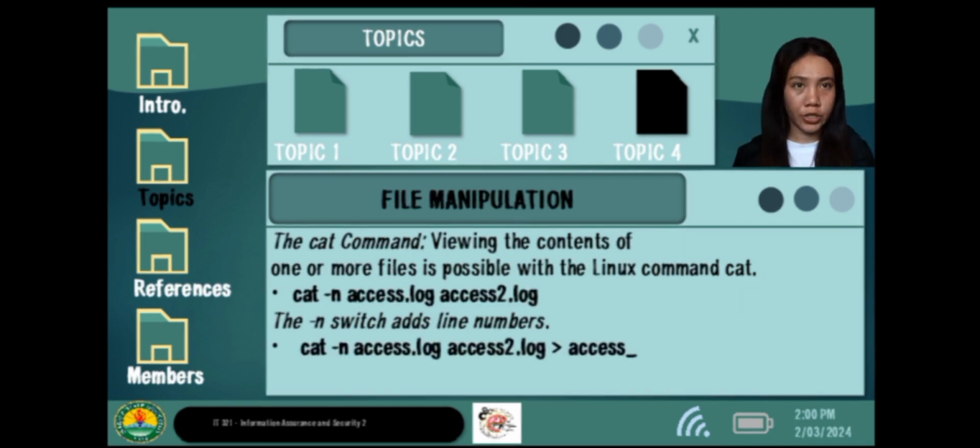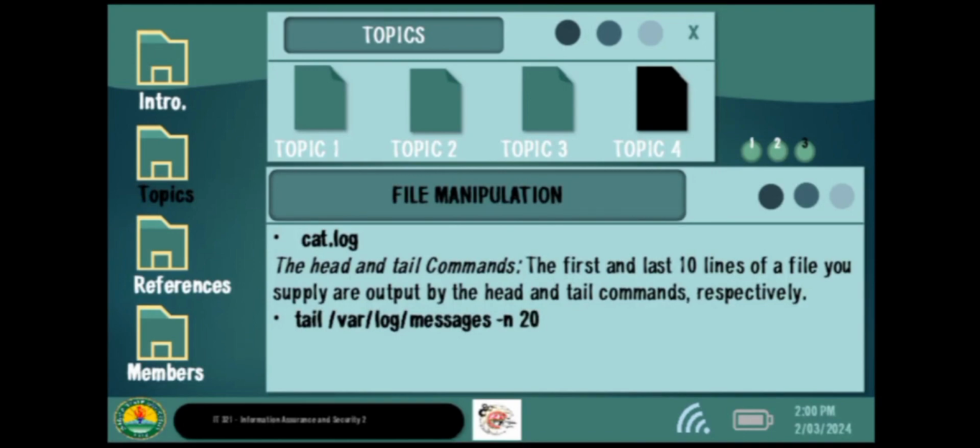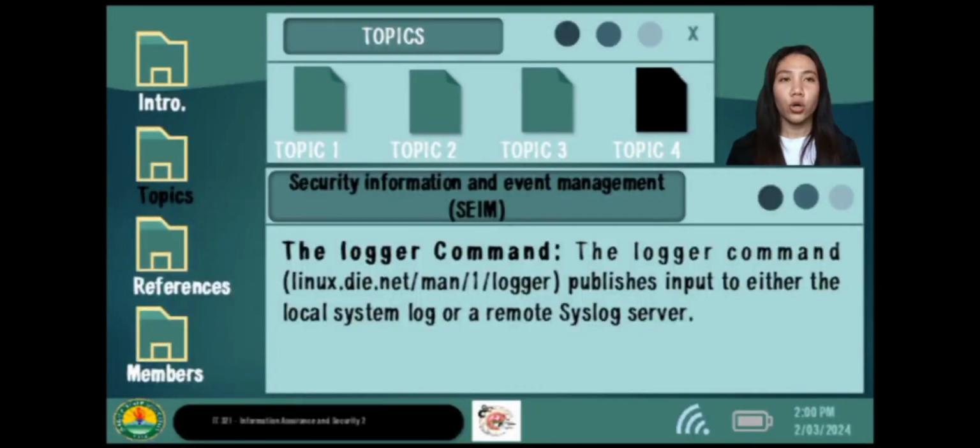File manipulation. The cat command: viewing the content of one or more files is possible with the Linux command cat. The logger command. The logger command publishes input to either the local system log or a remote syslog server.